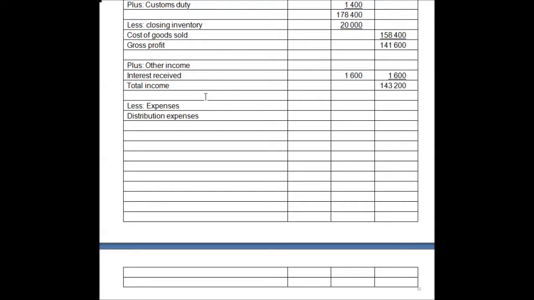And I only have one thing in distribution expenses. That's advertising. So with advertising, normally I'd go and write one there and then the next one there, but I've only got one, so I'm going to go all the way over to there with it. And that's it for my distribution expenses. Then I go to administration expenses.